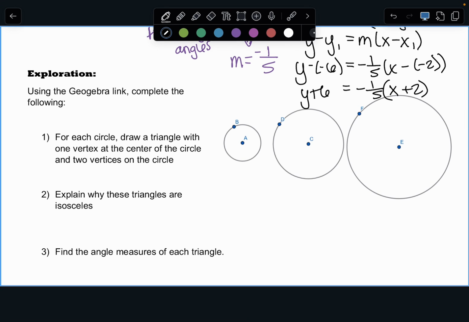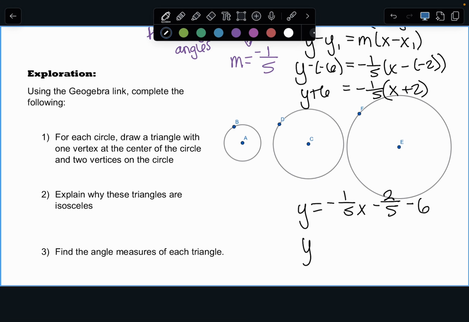I'm going to kind of hop down here just because I'm a little bit out of room. But now all I have to do is get y by itself. So what I'm going to do is I'm going to distribute my -1/5, and I'm going to subtract the 6 over. So we get y is equal to -1/5 x minus 2/5. That's 2 times -1/5 minus 6, because I'm bringing the 6 over. Last step here is just to combine like terms, this -2/5 and this 6.